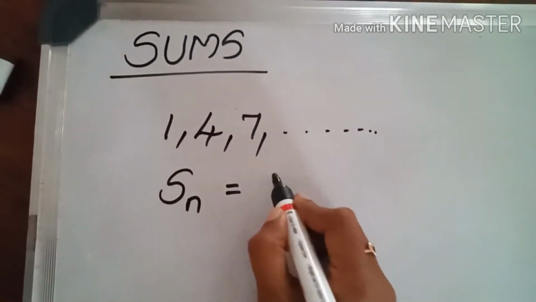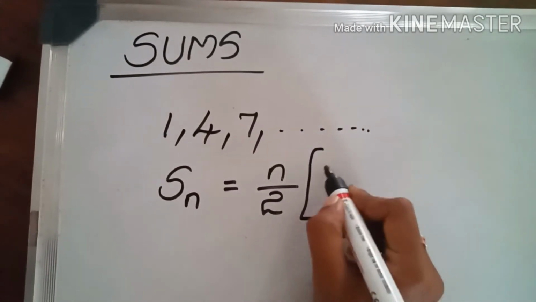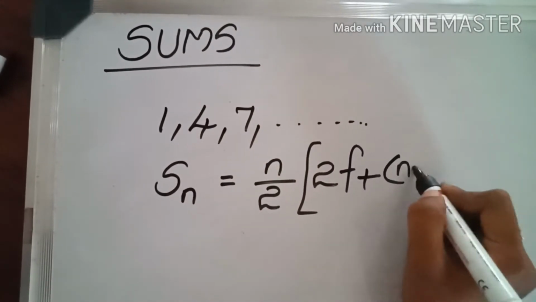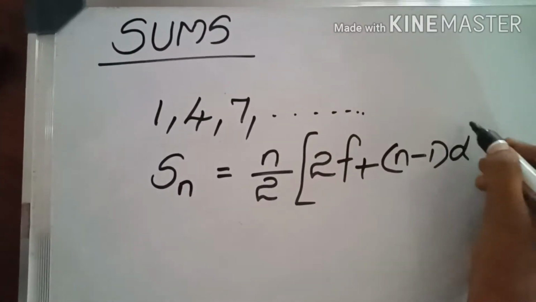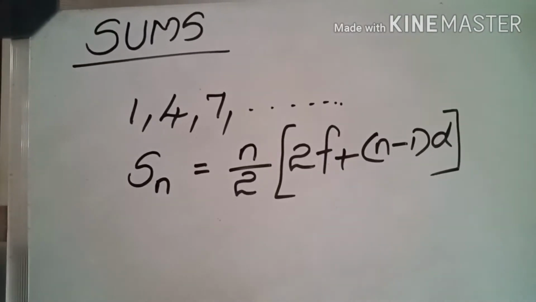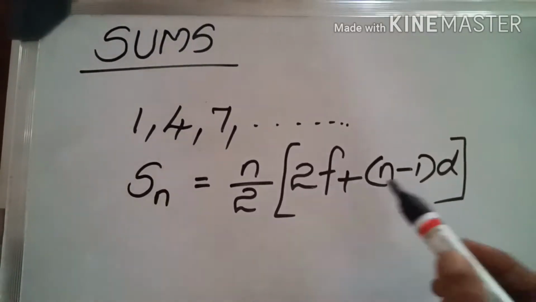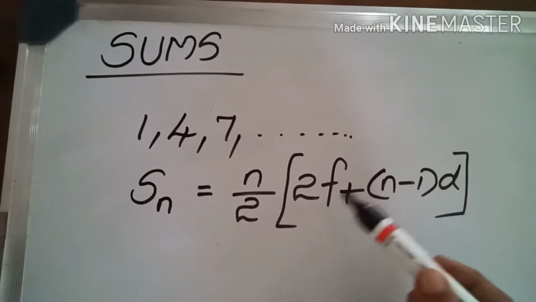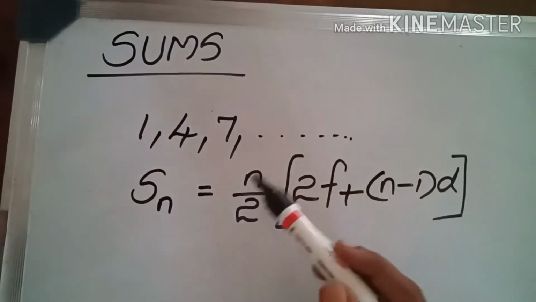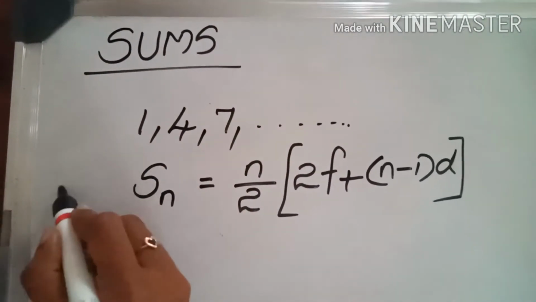So Sn = (n/2)(2f + (n-1)d). This is a general equation to find the sum of n terms of an arithmetic sequence. Using this equation also we can find the sum of natural numbers, odd numbers, even numbers. This is a general one.